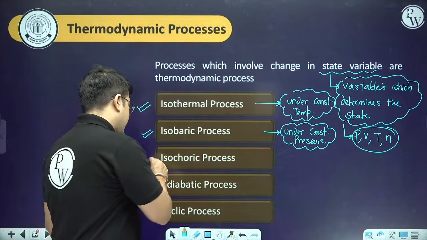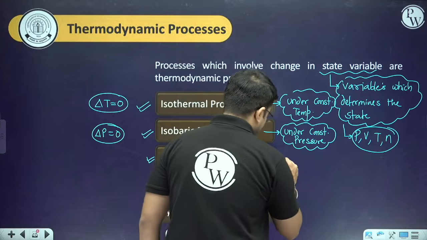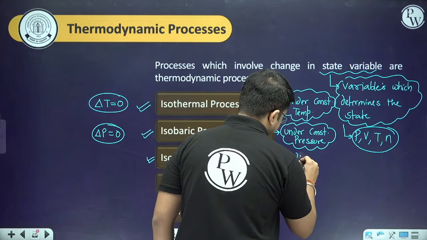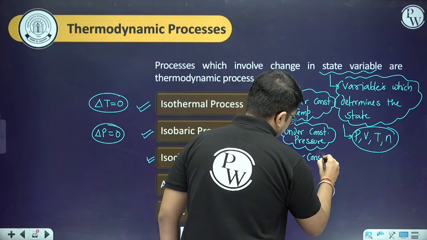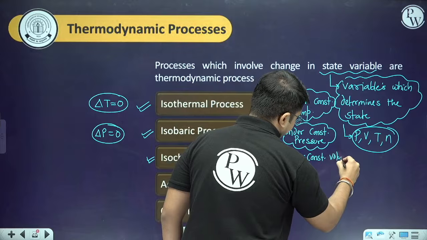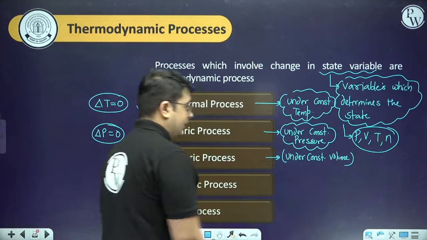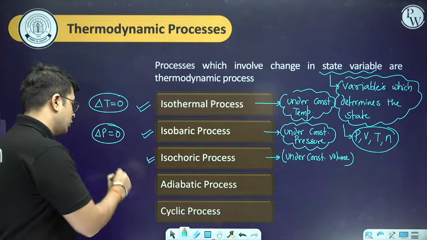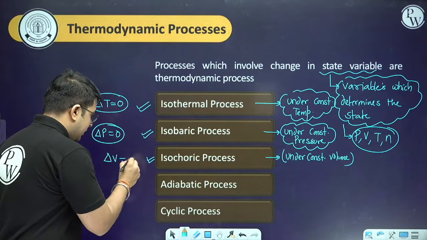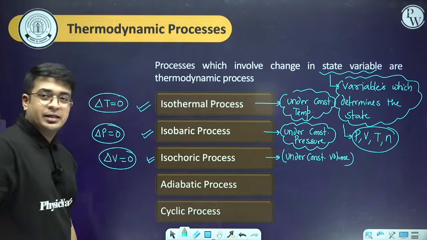In the same way, we have the isochoric process. Basically, the process occurring under constant volume is known as your isochoric process. Delta V will be 0 in this case.